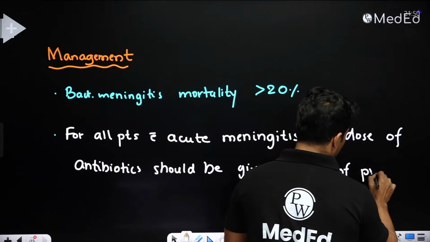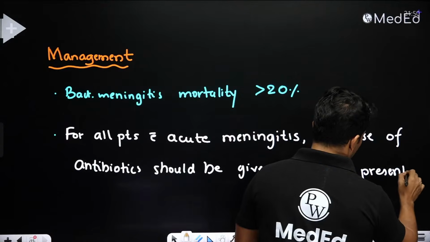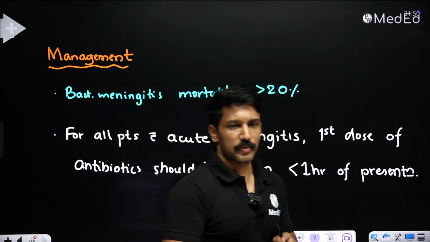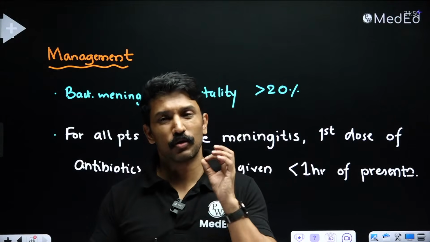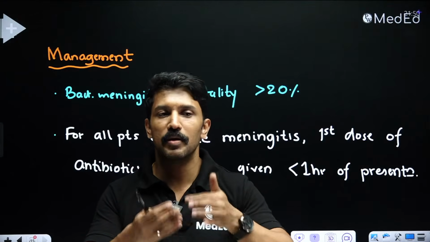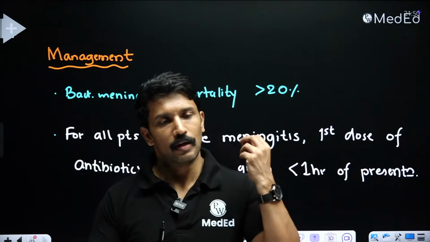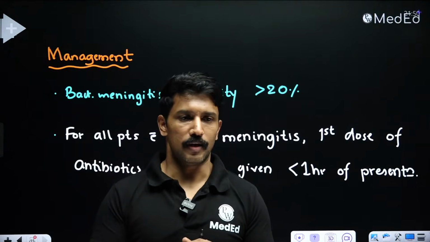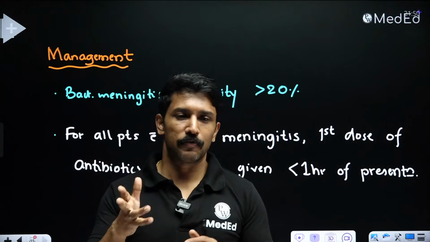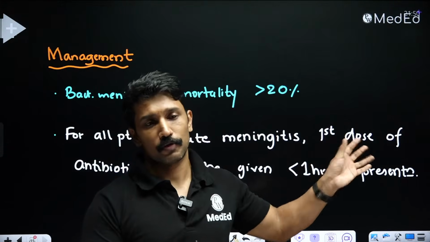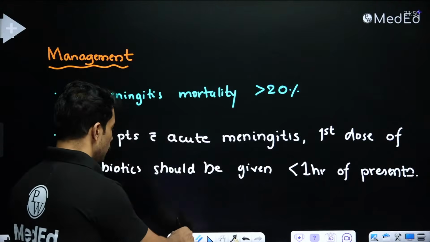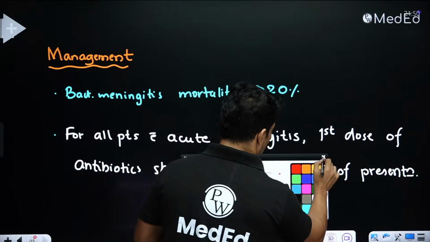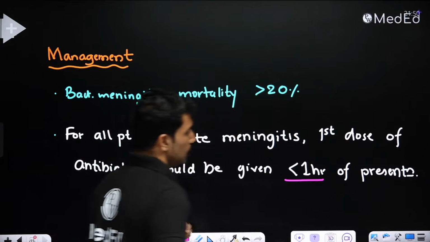What does that mean? Patient at a hospital. As soon as the patient comes to the hospital, within the next 1 hour, the first dose of antibiotics should be administered. If LP can be done before that, well and good. If not, give the antibiotics, do LP later. LP results may be interfered with by antibiotics, but life is more important than knowing the cause. So the first dose of antibiotics should be given within 1 hour of the patient presenting to the hospital.